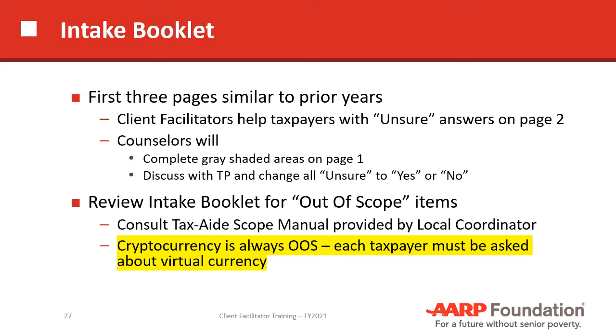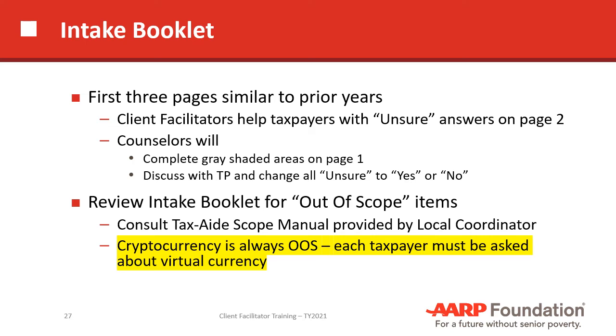Scope issues vary from one site to another. Anything that a counselor has not been trained on is considered to be out of scope. So out of scope conditions can change quite a bit from one site to another, and it really depends a lot on the local coordinator as well. Even though something may be marked in the scope manual as being in scope for Tax-Aide, a particular local coordinator may consider it to be out of scope if there is no one on his or her team that has training in that particular area.